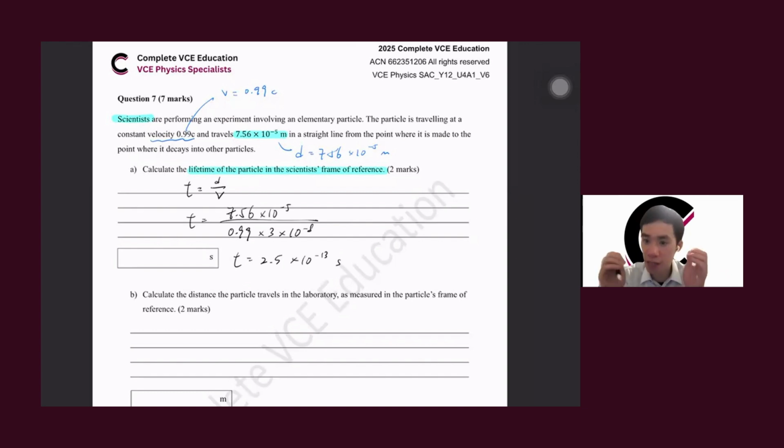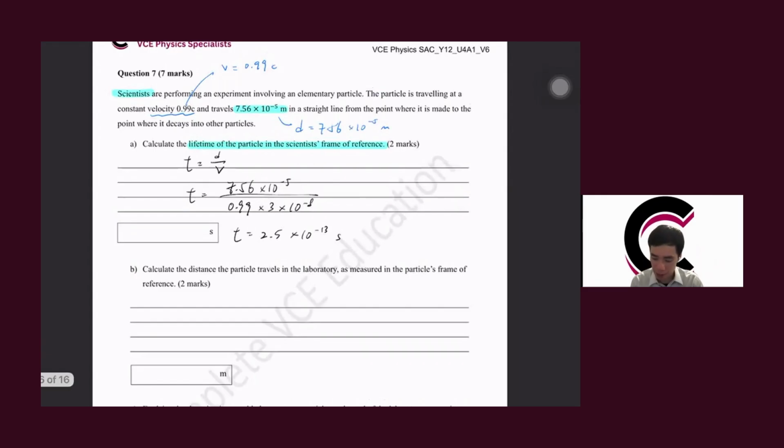So if you talk about distances in the lab, it's a stationary distance between 2 points. The scientists are stationary as well. They share the same frame of reference as what they're measuring. That would be the proper length. So this must be defined very clearly at the start. This is the proper length by the scientists. So L naught would be 7.56 times 10 to the power negative 15. You're trying to find L, the measured length in the particle's frame of reference.